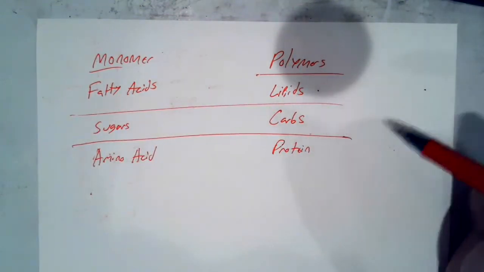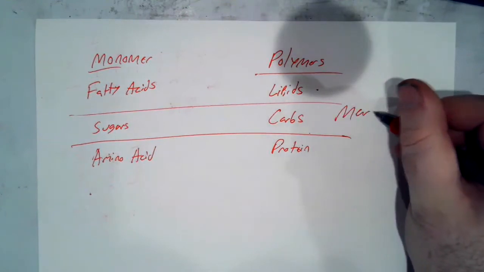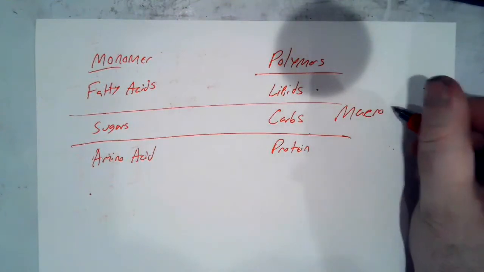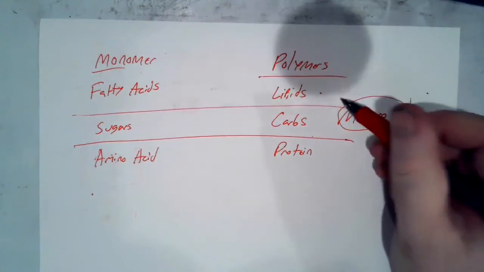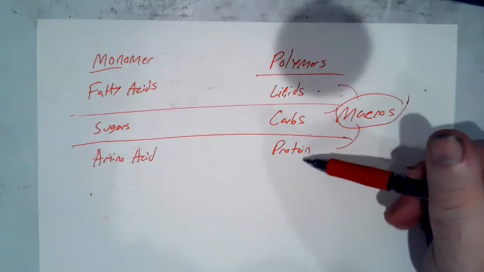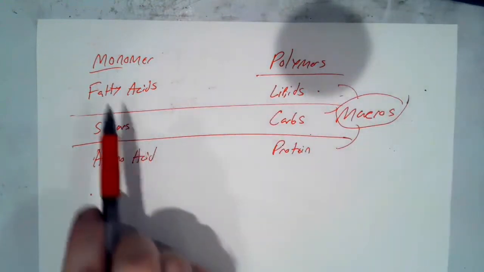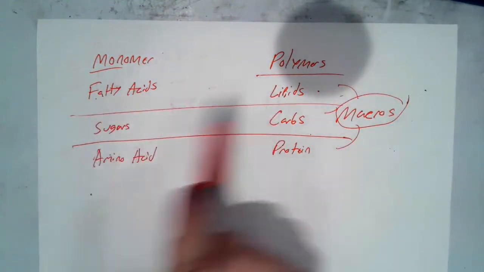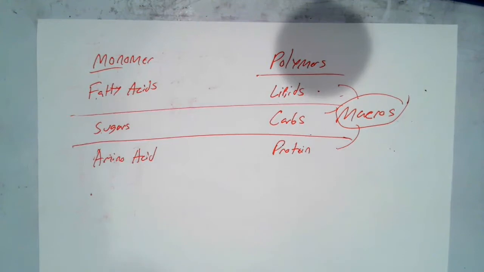So those are your polymers. Those are the big, these are the macro. We'll call them macros, because these are the big elements here. Lipids, carbs, and proteins, those are the big ones. But the monomers are the ones that make up the lipids, that make up the carbs, and that make up the protein. And there's other examples too, but these are the big three that I want you to know.